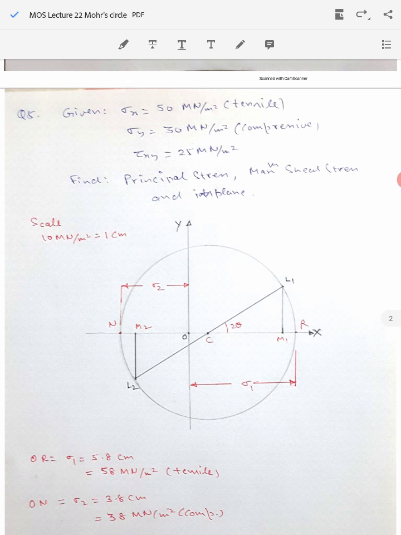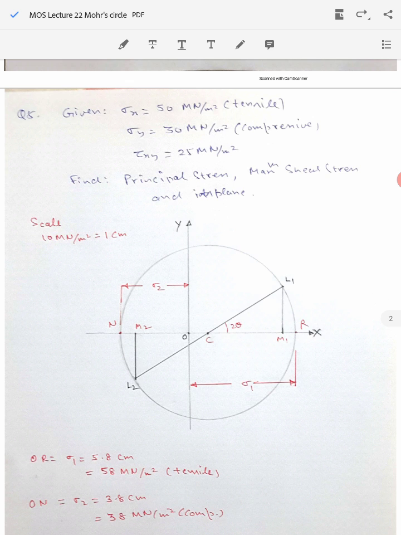Now if you measure the value of OR, it will be something like 5.8 centimeter in my figure. So you multiply it by 10, and you will get 58 megapascal or 58 meganewton per meter square for the principal stress. The other value that we will measure is ON. If you measure ON from this figure, this will give you the 3.8 centimeter value, which is equivalent to 38 meganewton per meter square.